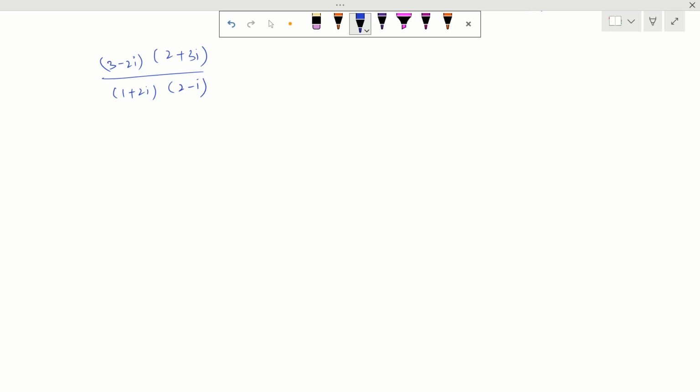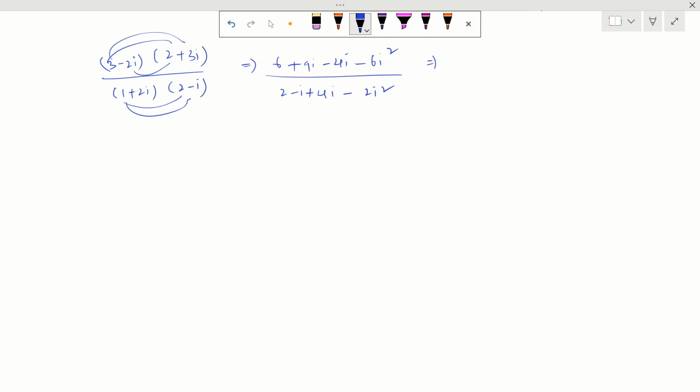Before solving for the conjugate, we need to simplify these expressions, so we just need to multiply here. 3 twos is 6. 3 threes is 9, so plus 9i, and this point I am taking minus 4i, and this is minus 6i square. In the denominator, 1 into 2 is 2, 1 into minus i is minus i, 2 into 2i is 4i, and this is minus 2i square, right?